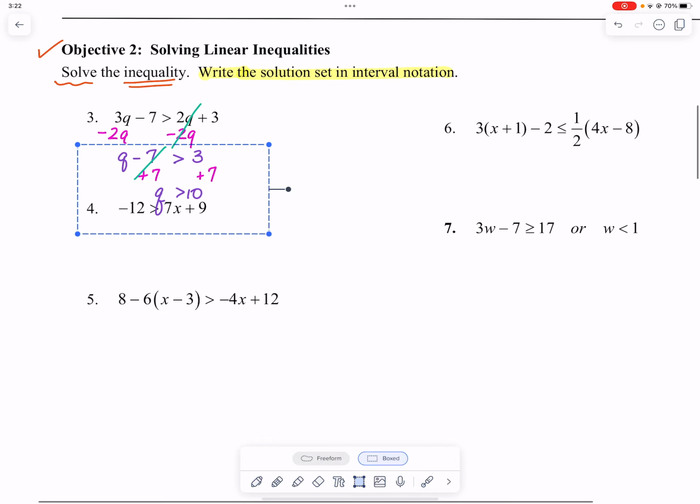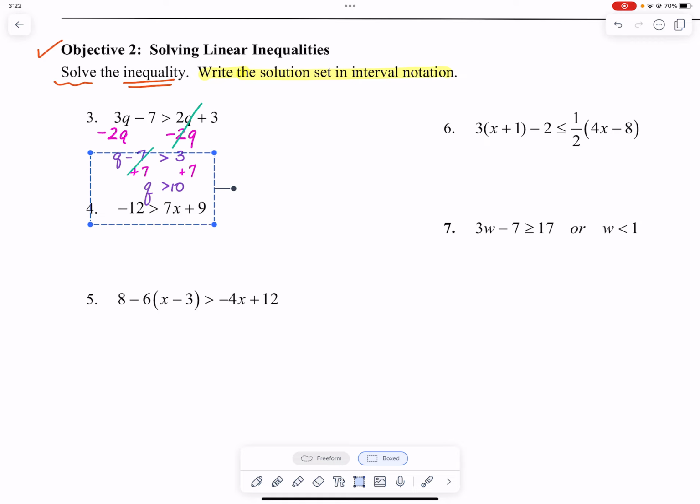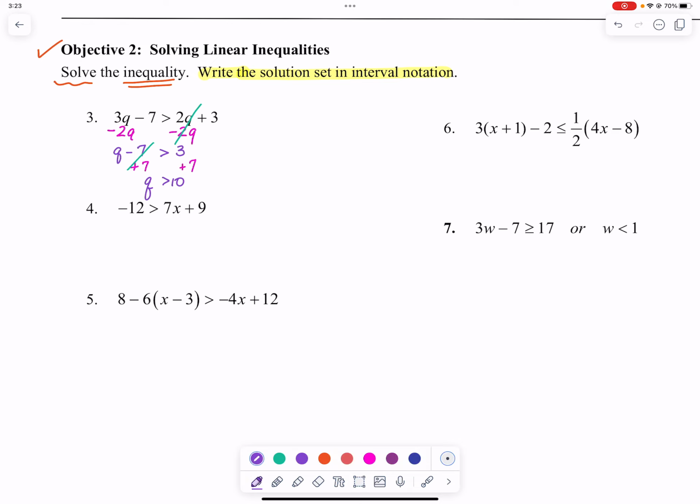And make this just a tad bit smaller so we can wrap this up. And we end up with q is greater than 10. So making a number line, we want 10 and greater. We do not want to include 10, so our solution is 10 to infinity.